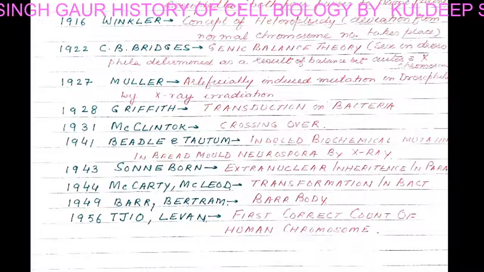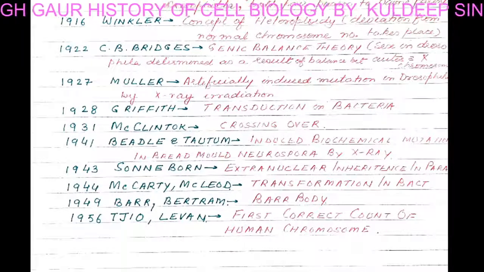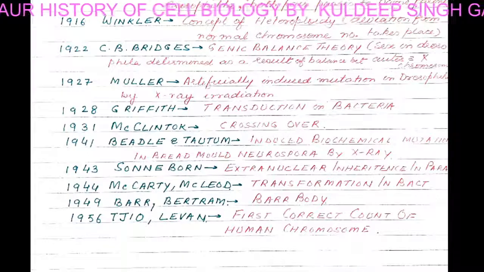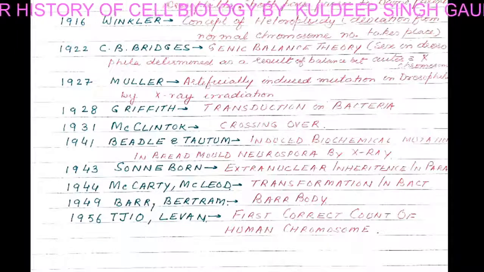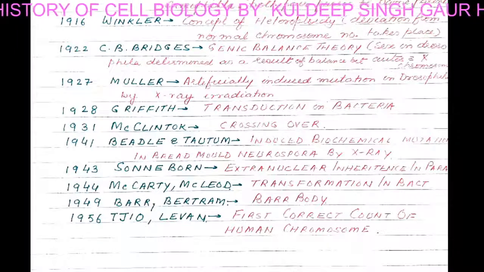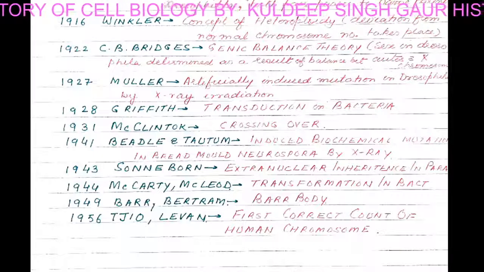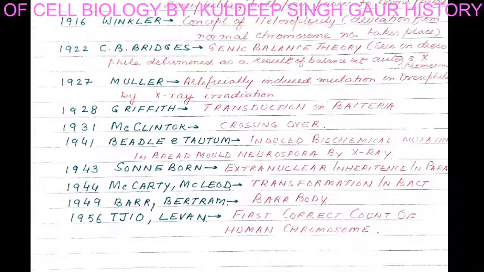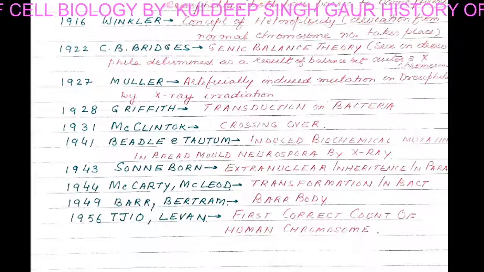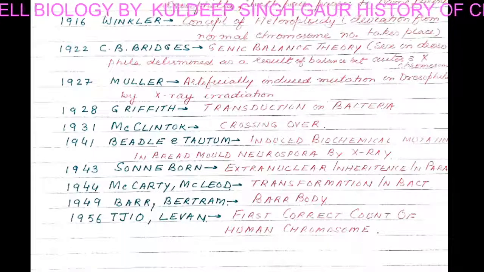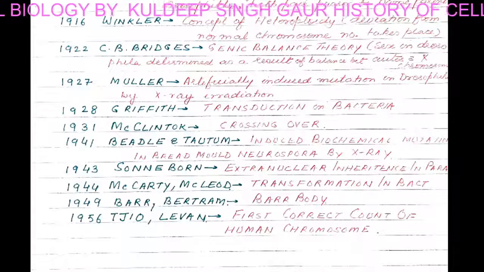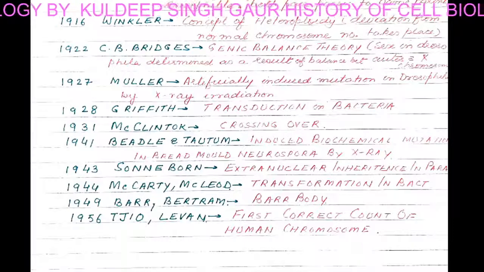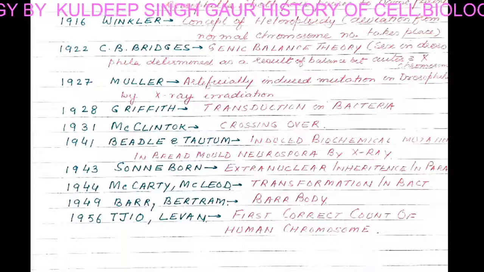Griffith in 1928 demonstrated transformation in bacteria. McClintock in 1931 explained crossing over phenomena. Beadle and Tatum induced biochemical mutation in bread mold, which is called Neurospora, by X-ray. Extranuclear inheritance in Paramecium was demonstrated by Sonneborn and explained in 1943. 1944, McCarty and MacLeod demonstrated transformation in bacteria.